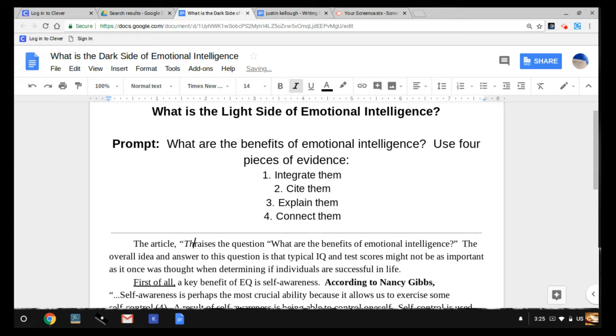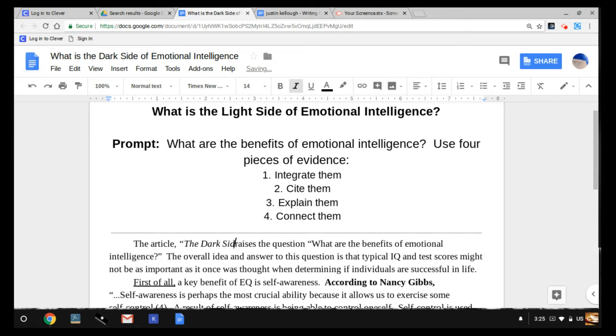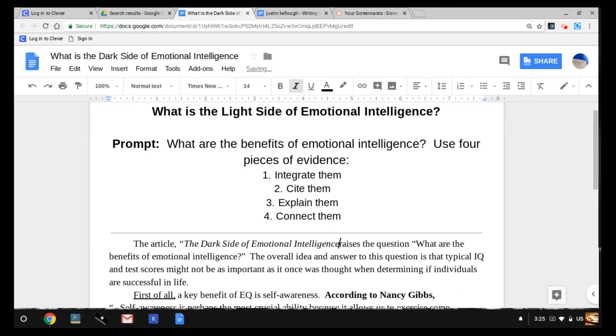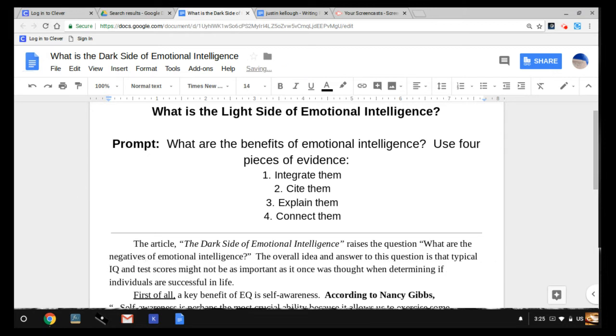The article, the dark side of emotional intelligence. Okay, you can keep my structure, you can reword it. It raises the question, what are the benefits of emotional intelligence? Except you're writing about what the negatives are. This is a good example of how you clarify where your work comes from and what article you're focused on. It's a controlling idea, that's what they call it in your AIR assessment, to kind of point out clarity overall as far as what you're writing about.